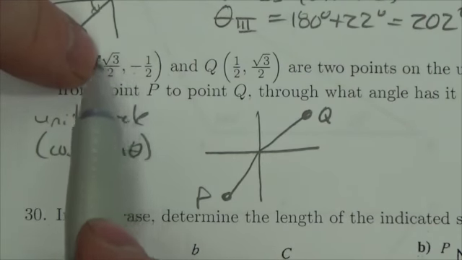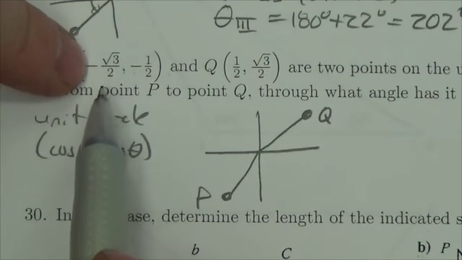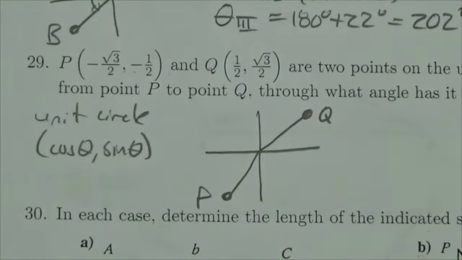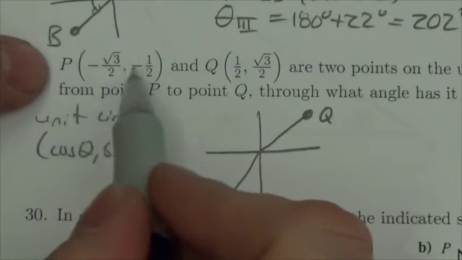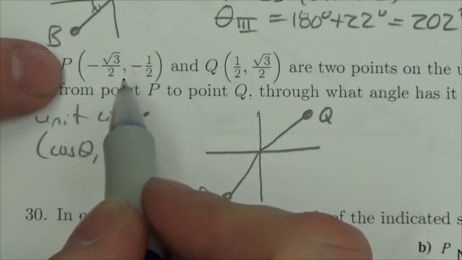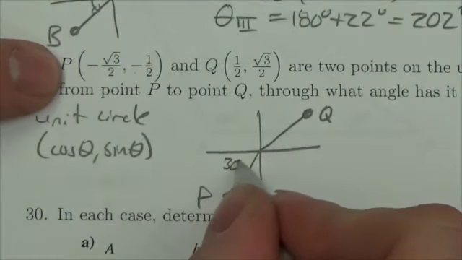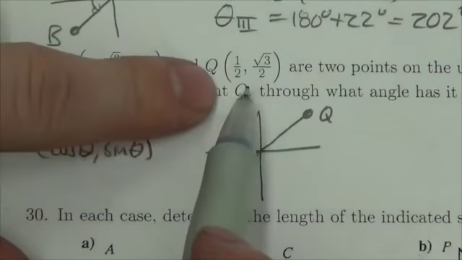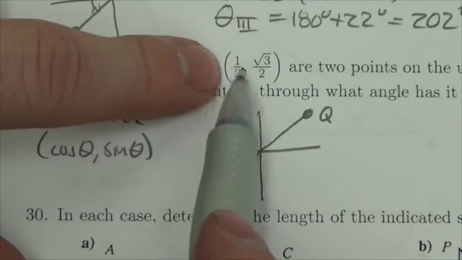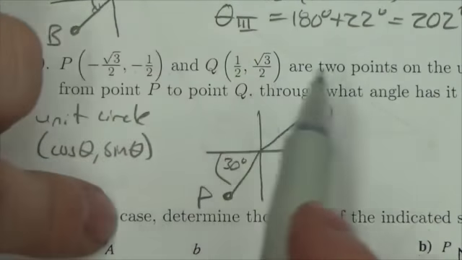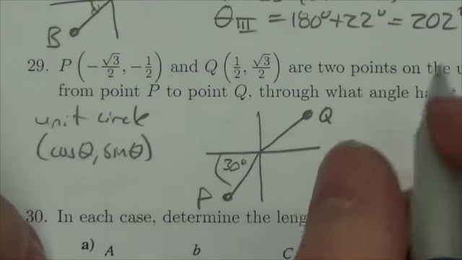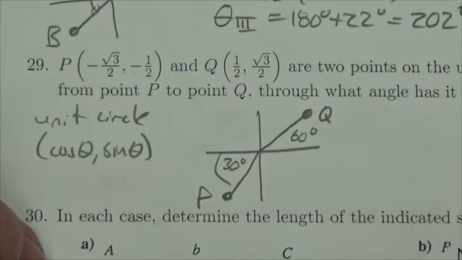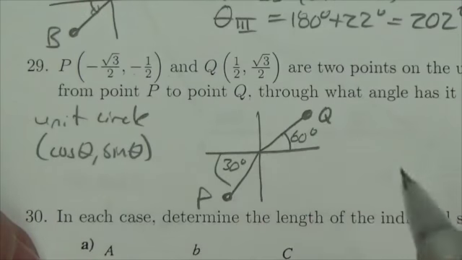Notice that the cosine ratio is root 3 over 2. The sine ratio is 1 over 2. Now, whether you're using the unit circle or special triangles, you should see right away that this corresponds to a reference angle of 30 degrees. And so that means this angle right here is going to be 30 degrees. Over here, cosine is a half, sine is root 3 over 2. That corresponds to a reference angle of 60 degrees. So right here, this angle is 60 degrees.